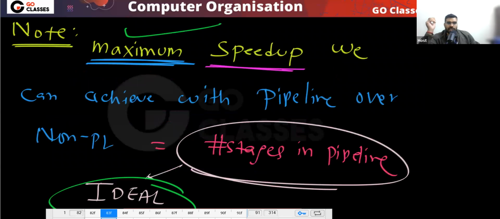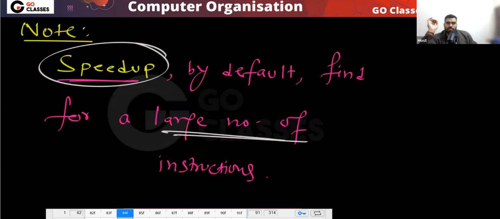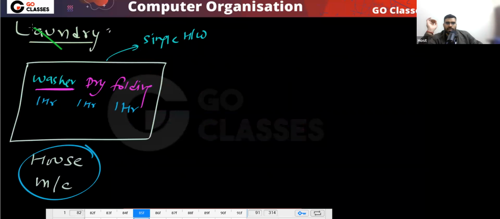So you can notice that if everything is ideal, then this is the maximum speed up you can achieve, that is, the number of stages in the pipeline. Now let's come back to the real world. In the real world, what will happen?